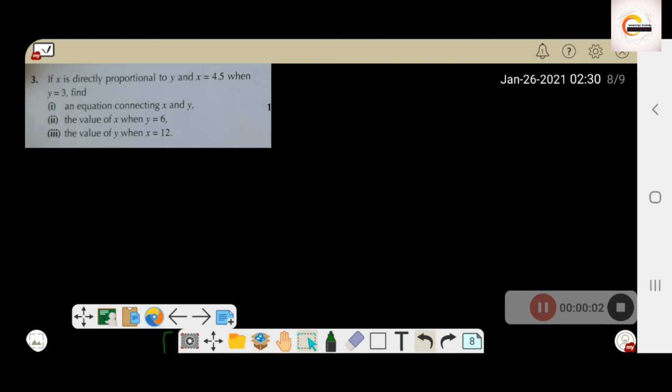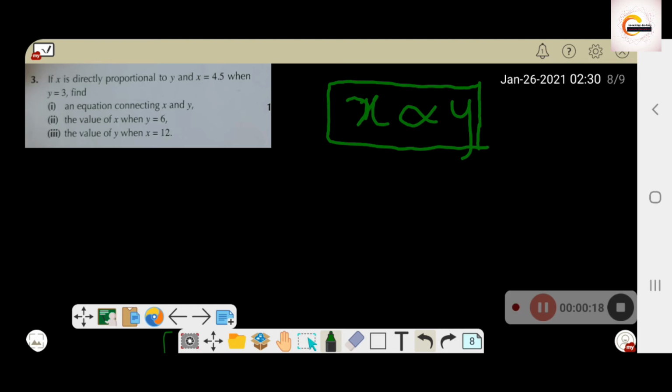Question number 3, part 1. If x is directly proportional to y, so we will write the relationship. x is directly proportional to y. Always write the relationship of the variables like this to avoid further confusion. If x is directly proportional to y and x is equal to 4.5 and y is equal to 3, we have to find out an equation connecting x and y.